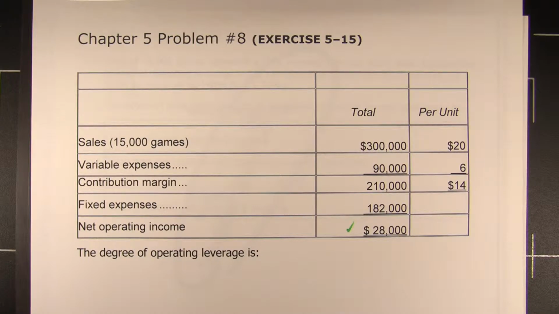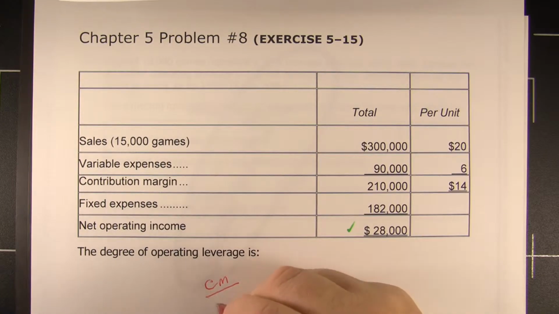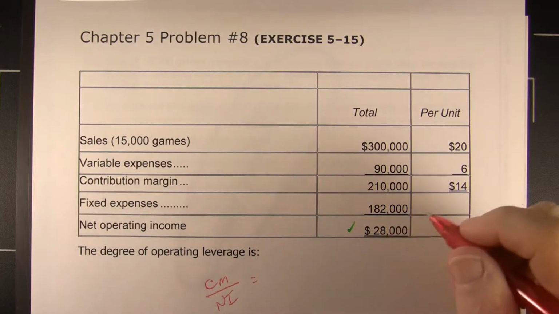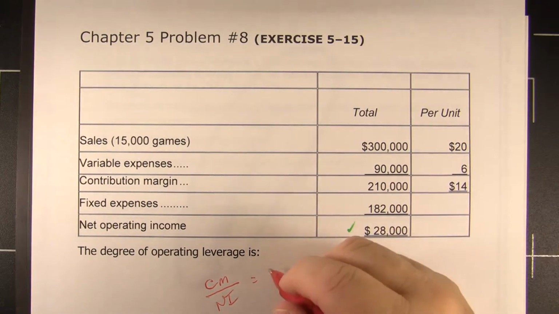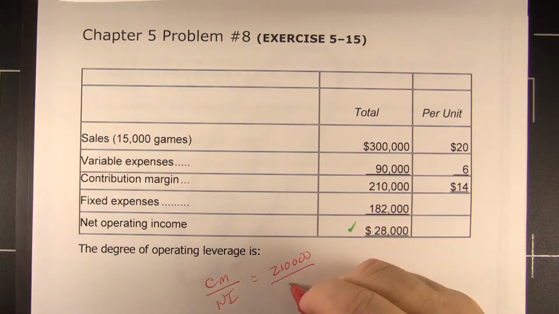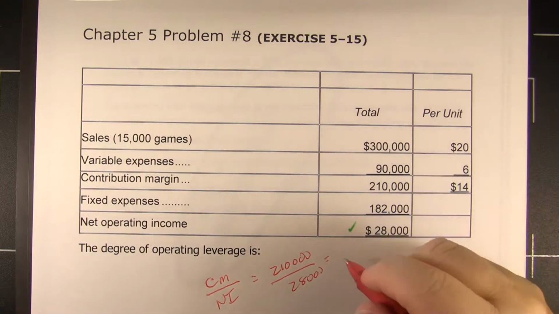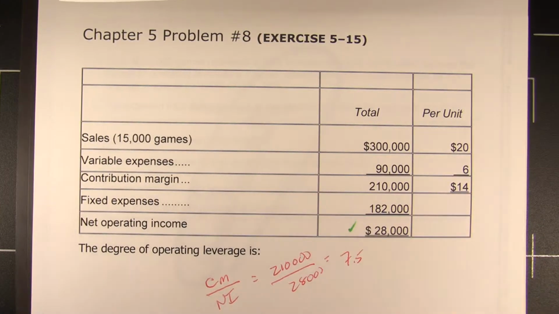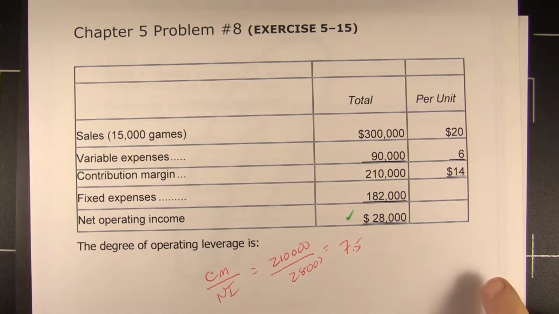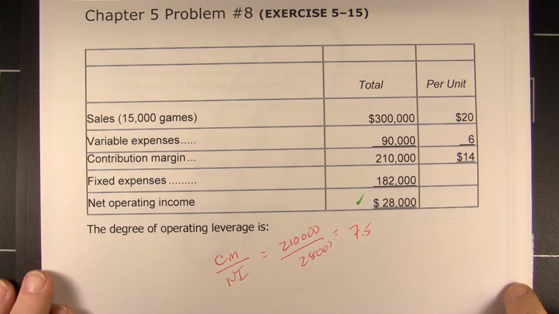So they ask, what is the degree of operating leverage? Operating leverage is contribution margin divided by net income. Our contribution margin here is 210,000. Our net income is 28,000. You do that division and you come up with 7.5. So our leverage is 7.5. For every 1% we increase sales, we'll increase net income by 7.5%.